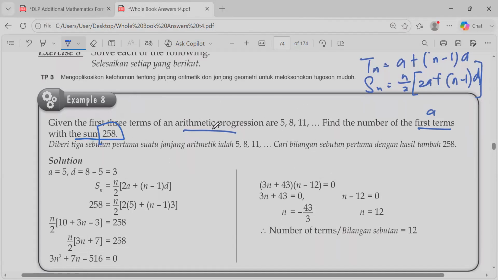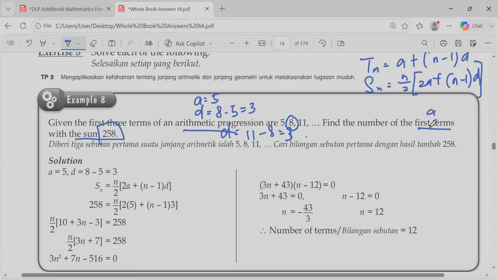Find the first term with the sum of this. So first, for arithmetic, we need to find out the A and find out the D. A is 5. A is the first term. D is the current term minus the term before, or you can use 11 minus 8. We can get 3, same. Either one. So common difference is D. D is difference.